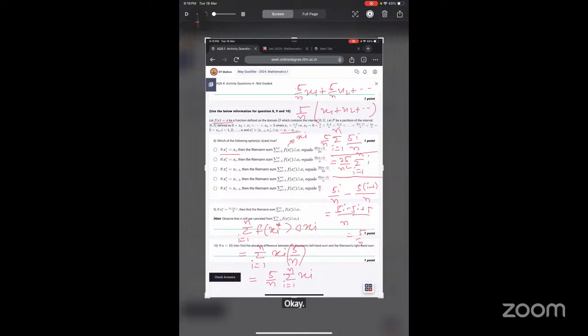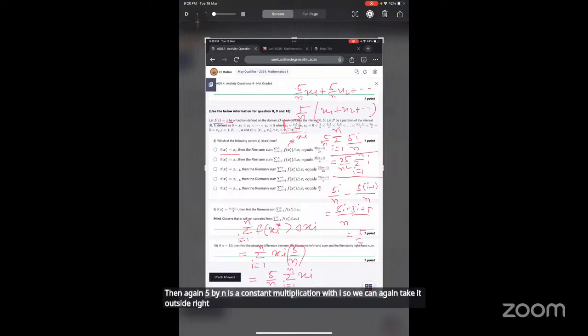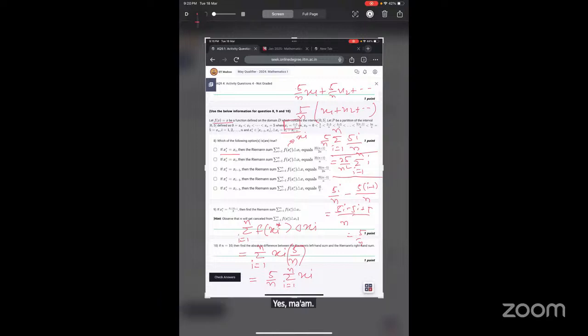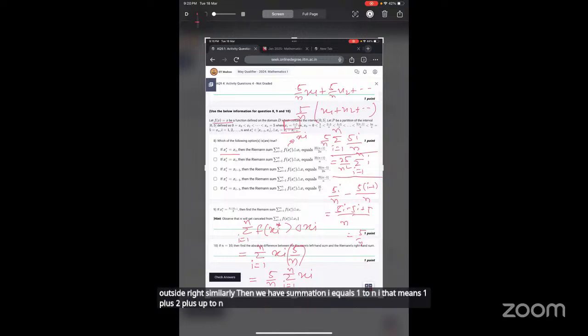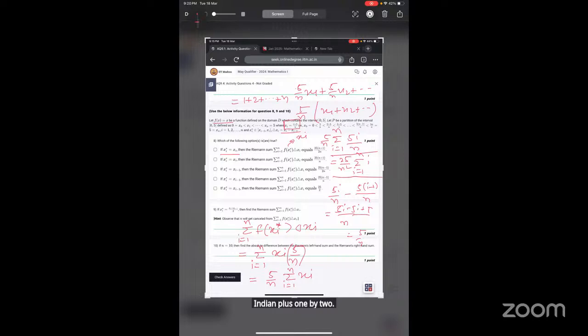But after this 5 by n we taken out, how this 5i by n has come, madam? The value of xi. I'm putting the value of xi given here. Okay. Then again 5 by n is a constant multiplication with I. So we can again take it outside, right? Then we have summation I equals 1 to n I. That means 1 plus 2 plus up to n, right? And what is the formula of this AP? N into n plus 1 by 2, right?